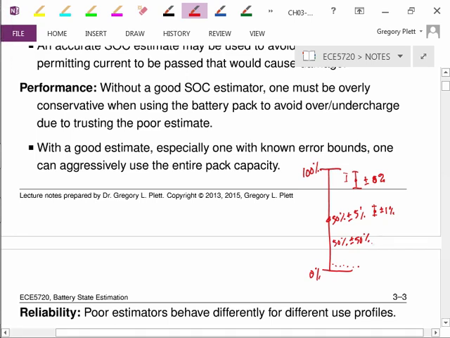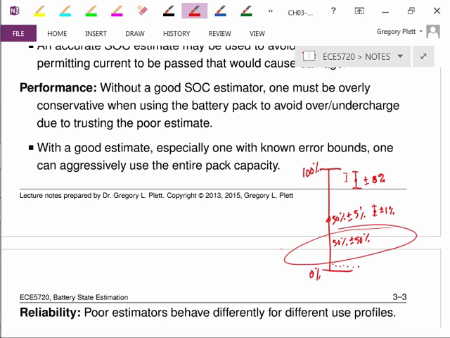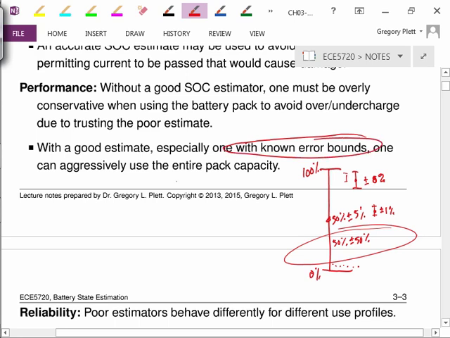I don't know if I can charge a pack or discharge a pack or do anything, because that cell might actually be at 100%. It might be at 0%. I just don't know. So large error bounds or unknown error bounds cause me to operate in ignorance, and I'd rather not do that, especially with such an expensive, valuable resource as a battery pack in a vehicle. So this is, again, an argument for why you might want to have an accurate SOC estimator, and now we know that we also would like one that has error bounds on the estimate that are known.